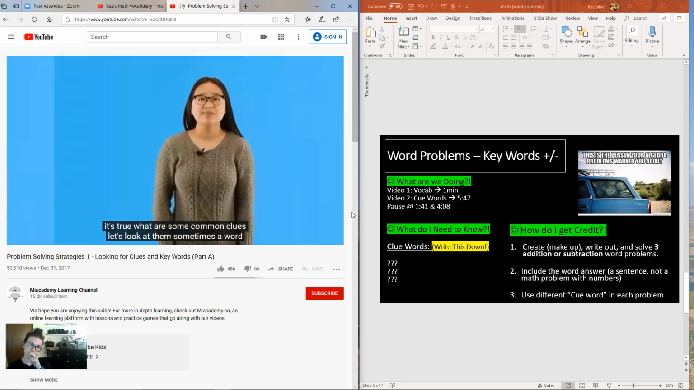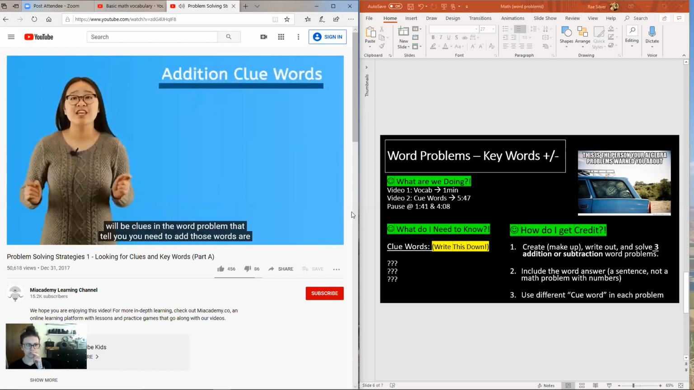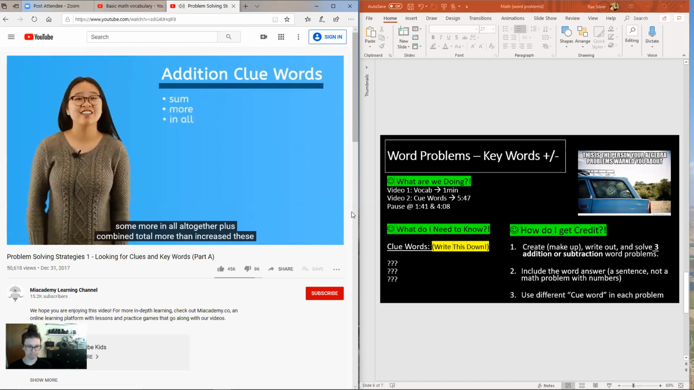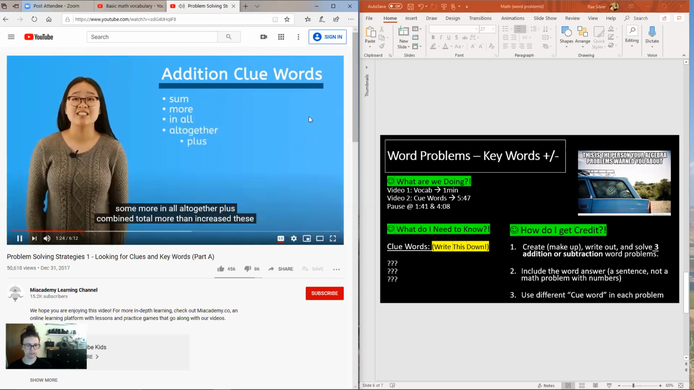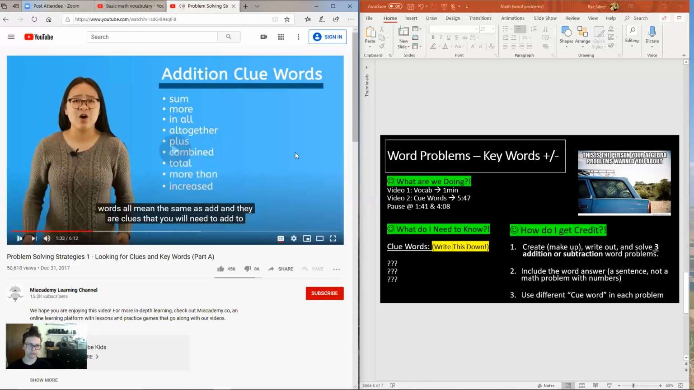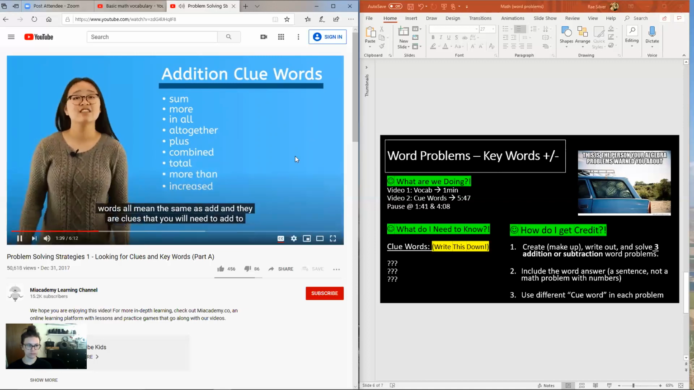Let's look at them. Sometimes a word problem will ask you to add without using the word add. How will you know? There will be clues in the word problem that tell you you need to add. Those words are some, more, in all, altogether, plus, combined, total, more than, increased. These words all mean the same as add, and they are clues that you will need to add to solve the problem.